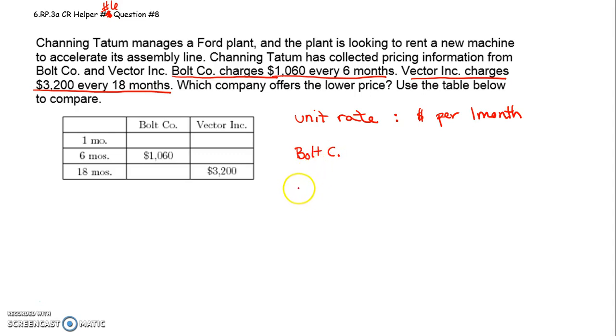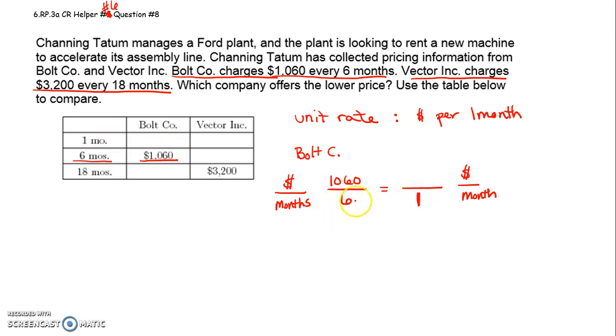If I take a look at Bolt Company and set up a rate of money over months, I'm told for 6 months it's $1,060. I know you did equivalent ratios as 6th graders. Now I want to know how much money for just 1 month. That's my unit rate. I'm trying to figure out how much Bolt Company will charge for just 1 month.